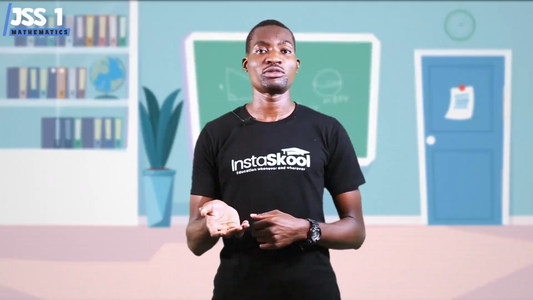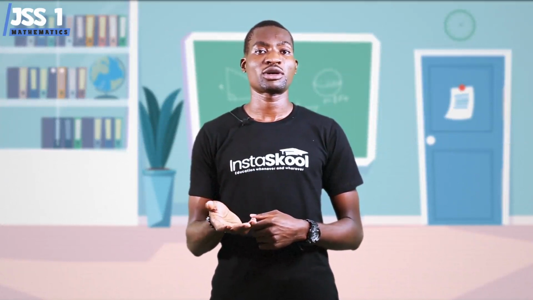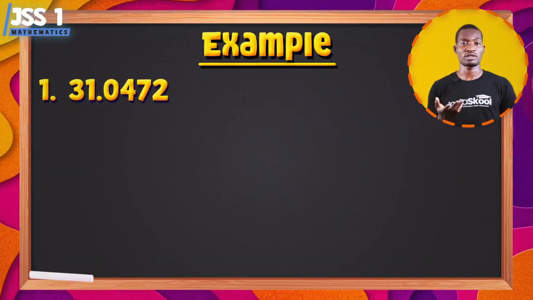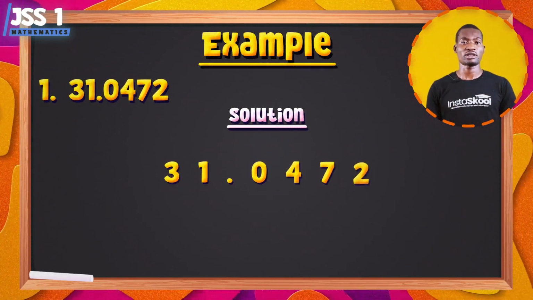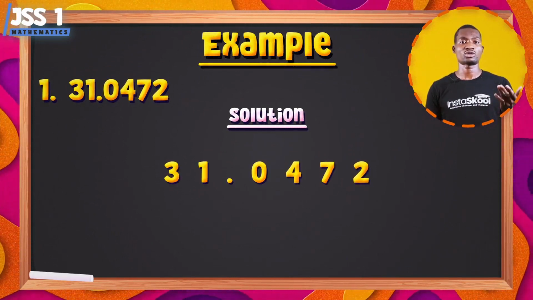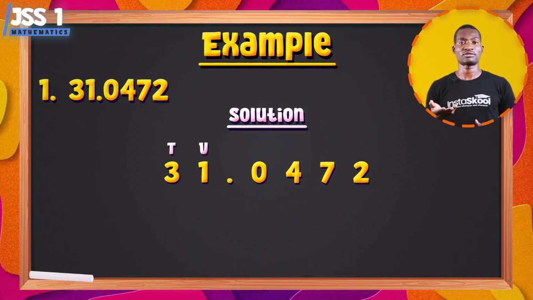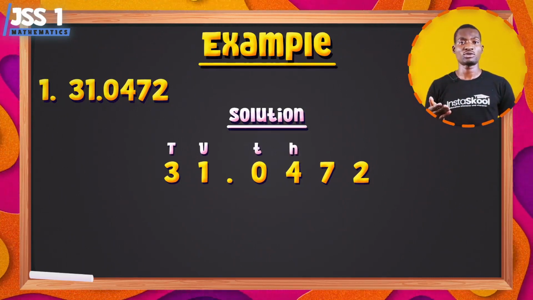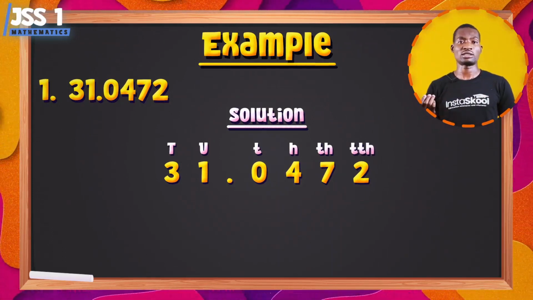Following examples now will be used to describe how to pronounce decimals. We're going to learn how to write decimals in headed column and also how to write decimals in words. The first example we're going to consider is 31.0472. The first thing we do is to write the number in place value. 31 goes under tens and unit. Then we have the point. We have 0472. 0 goes under tenth, 4 goes under hundredth, 7 goes under thousandth, and 2 goes under ten-thousandth. That is writing in headed column.